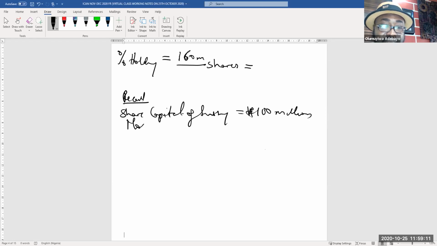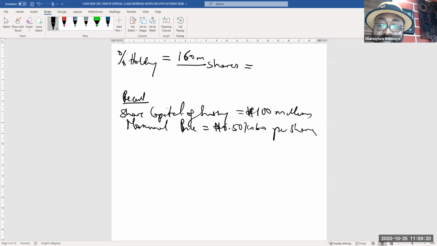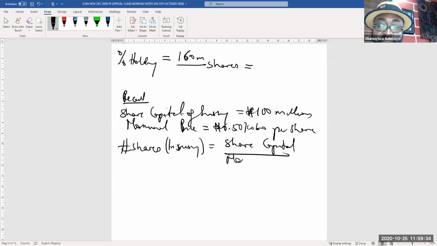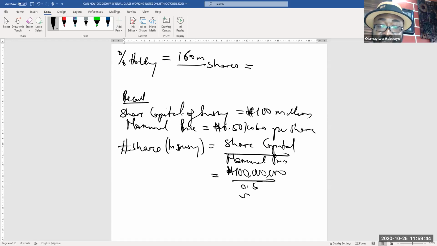And the nominal price is 50 kobo per share. Therefore, the number of shares in Suzy will be what? The share capital divided by the what? The nominal price, which is what? 100 million naira divided by 0.5. That gives me what?